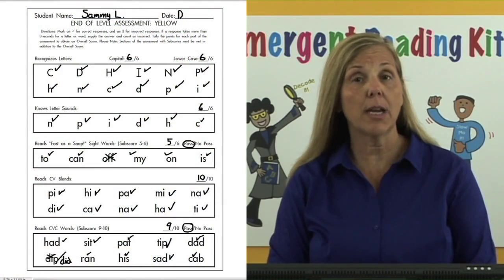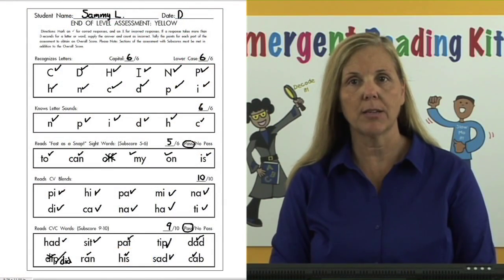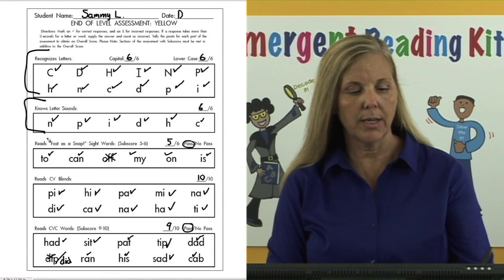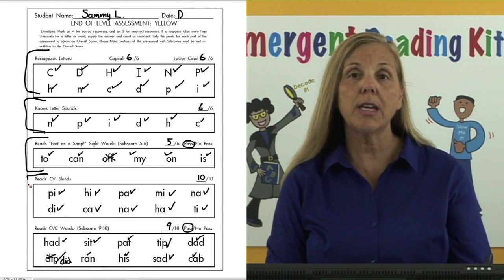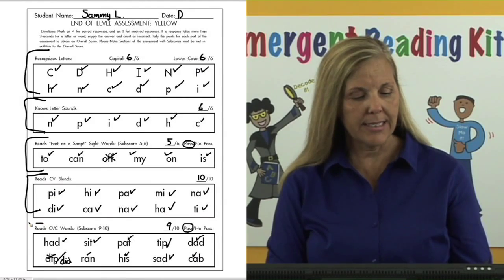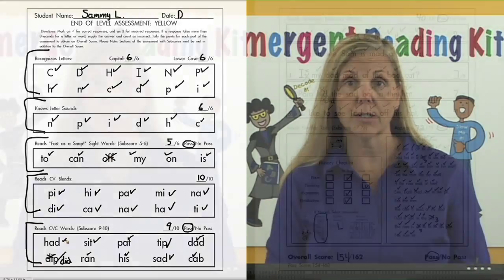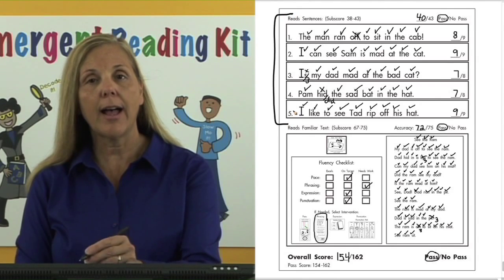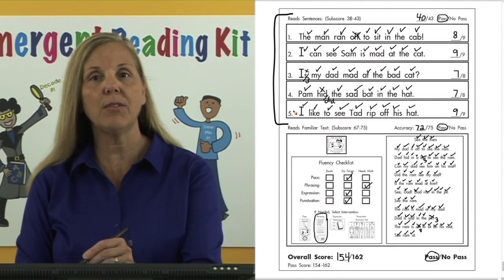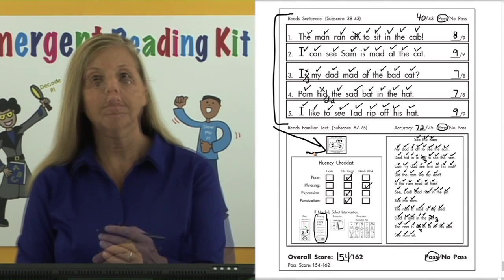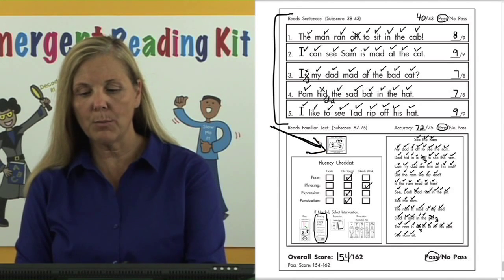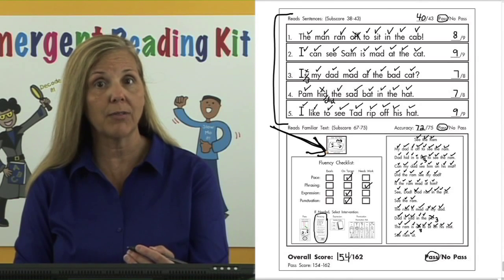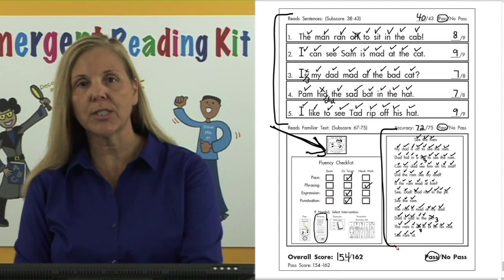Let's go to Sammy's end of yellow level assessment. The skills tested are letter names, sounds, sight words, CV blends, and CVC words. Also, sentences that consist of high-frequency words and CVC words mixed together, as well as reading a familiar book, and in this case, See the Ram from their yellow reading group level, and scoring it for accuracy.